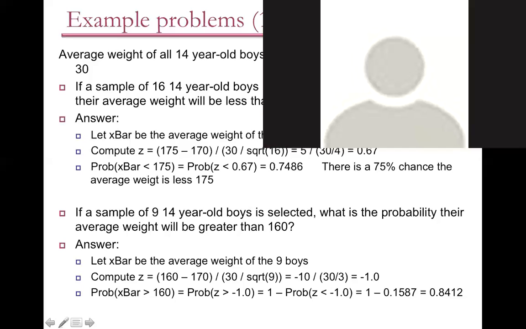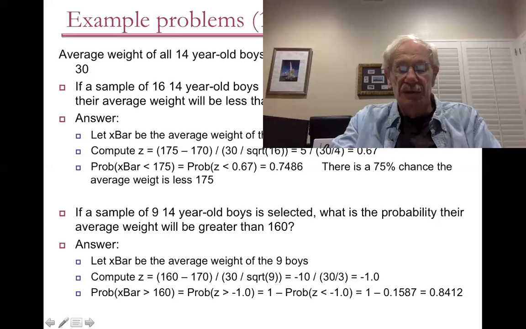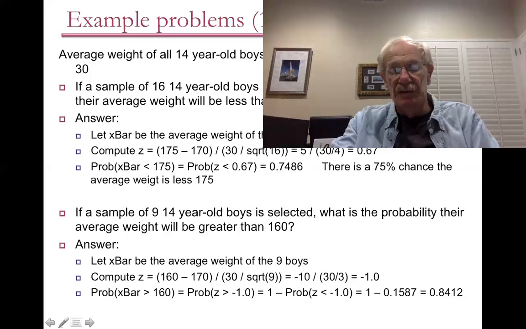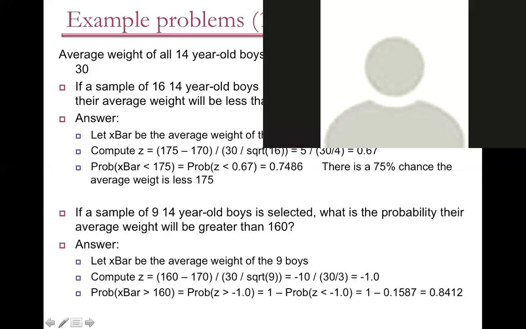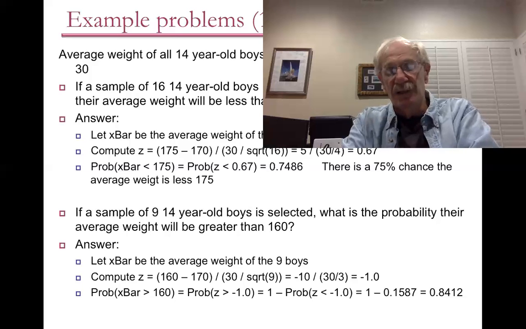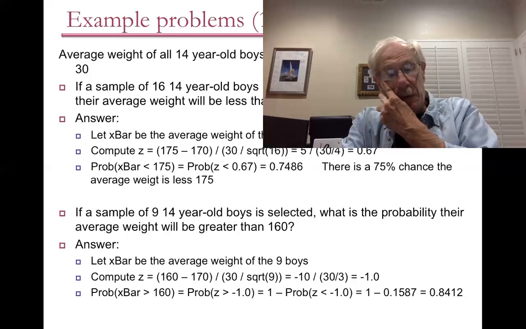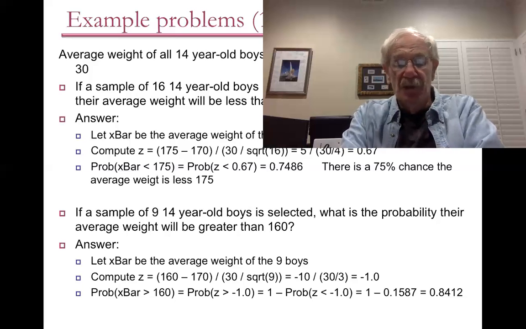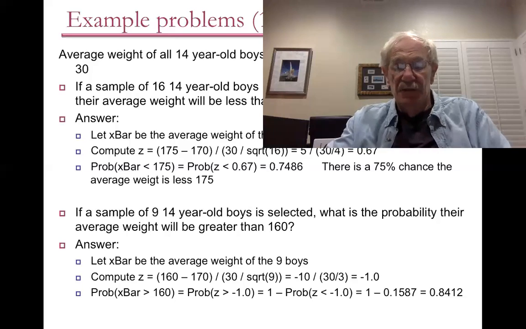Professor, can you just clarify, after you compute the z and you get negative 10, what is the 30 over 3? What are those numbers? The 30 comes from here. And the square root of 9 is 3. Oh, got it. Then that becomes minus 30 over 30, which works out to minus 10 over 10, minus 1. So we get minus 1 for the z-score.